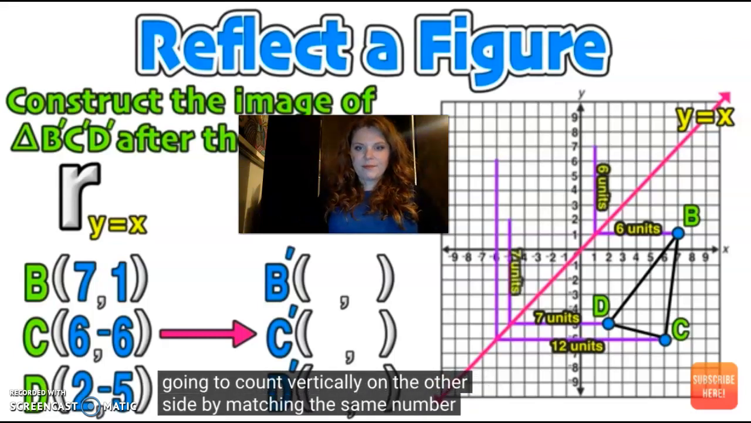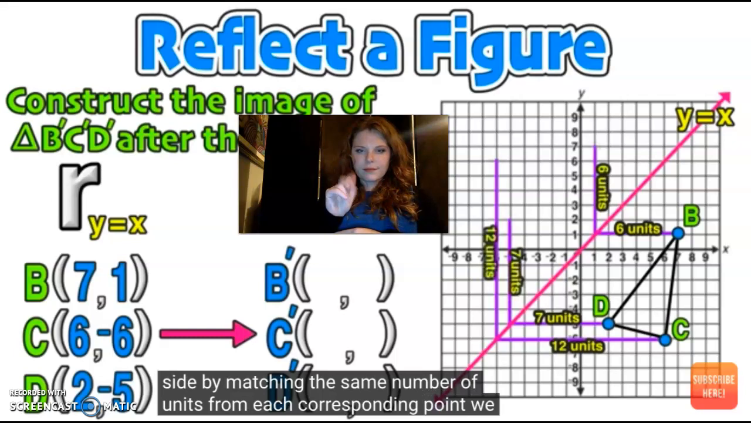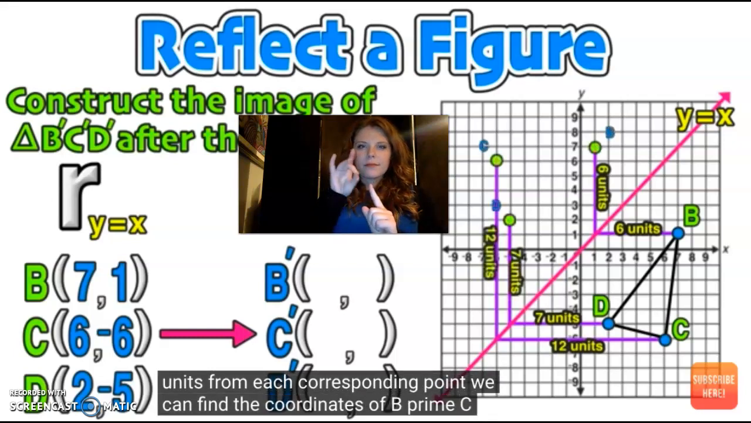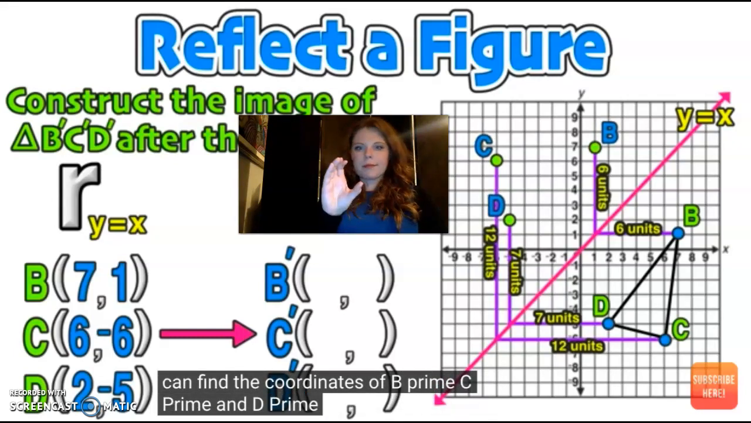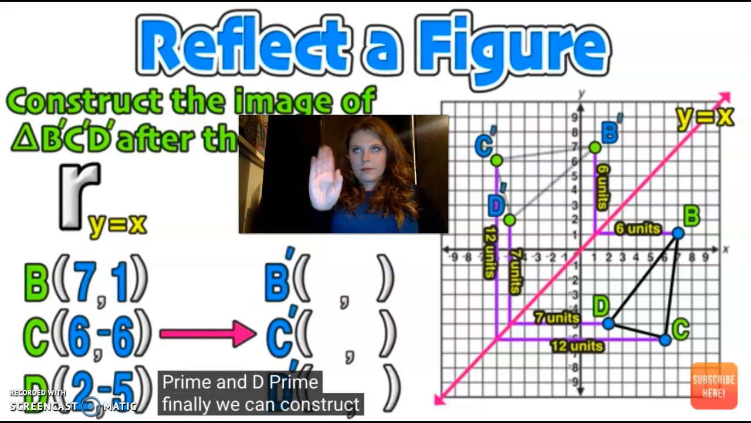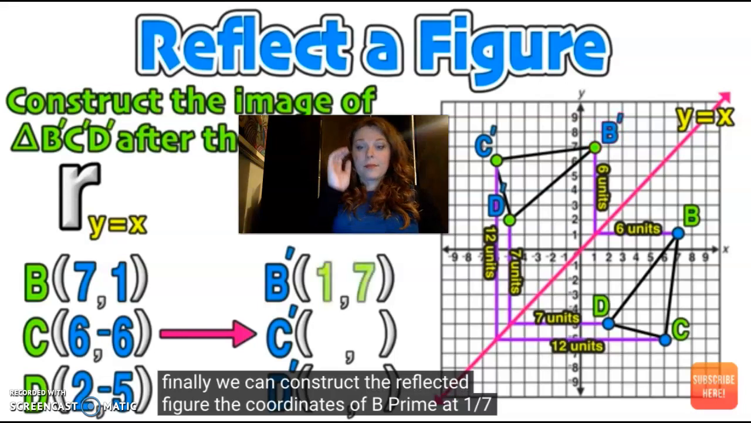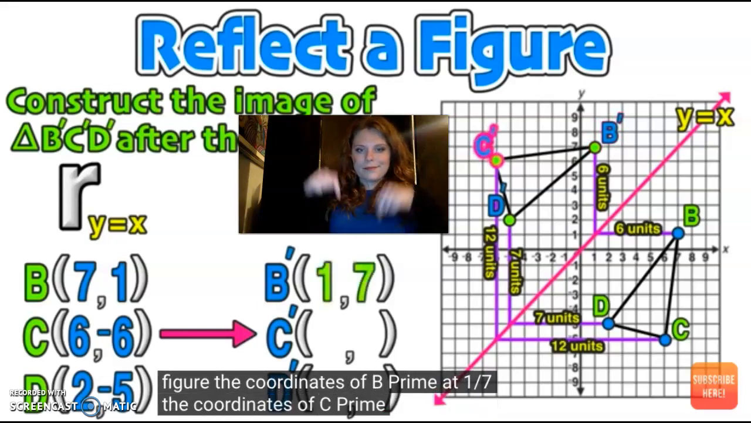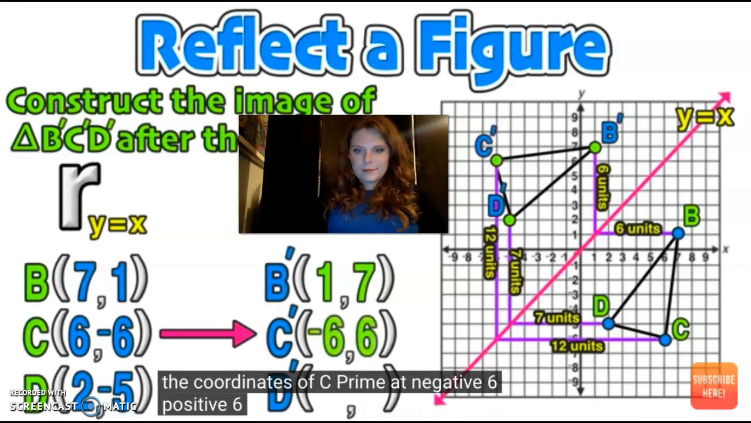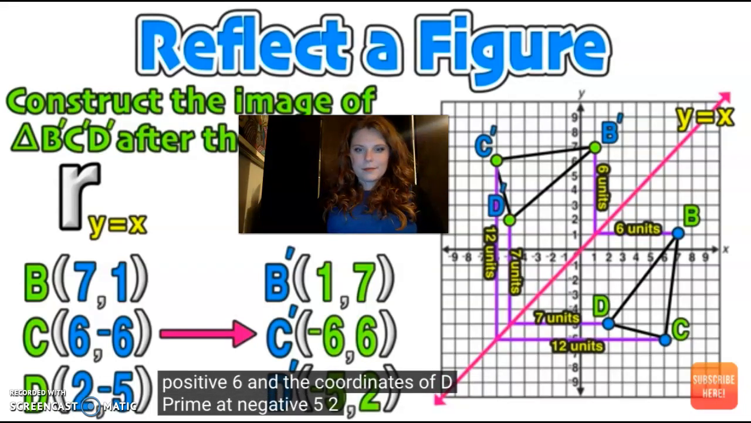By matching the same number of units for each corresponding point, we can find the coordinates of B prime, C prime, and D prime. Finally, we can construct the reflected figure. The coordinates of B prime are 1, 7, the coordinates of C prime are negative 6, positive 6, and the coordinates of D prime are negative 5, 2.